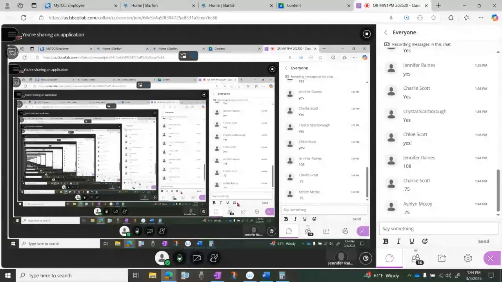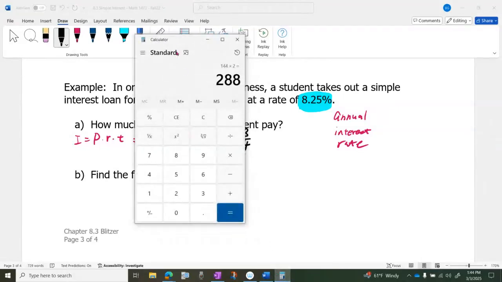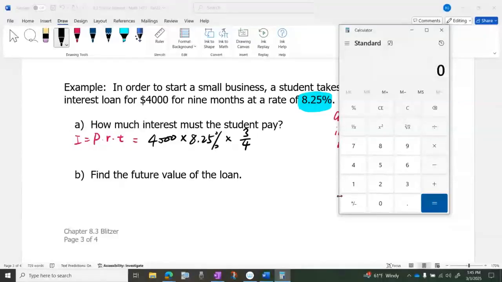3/4. Very good. So 0.75 is 3/4, right? And we can calculate to find the interest. So 4,000 times 8.25 divided by 100 is 0.0825. And then times 0.75. 247.5.